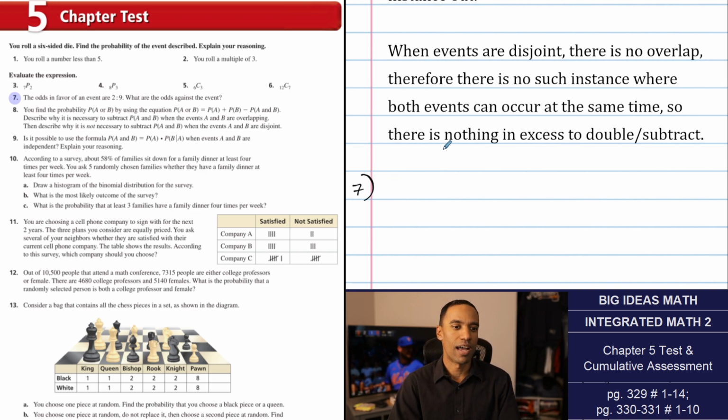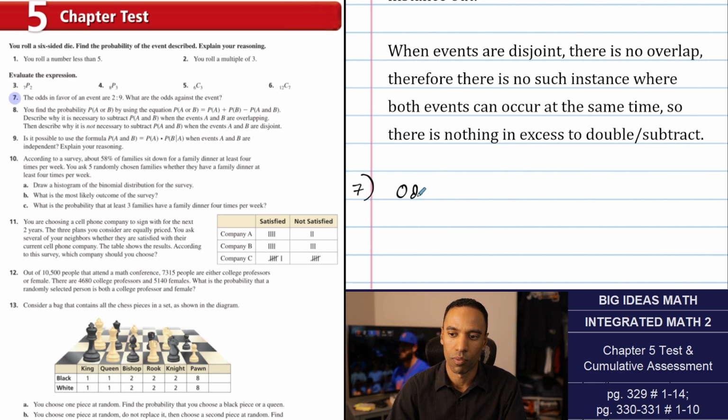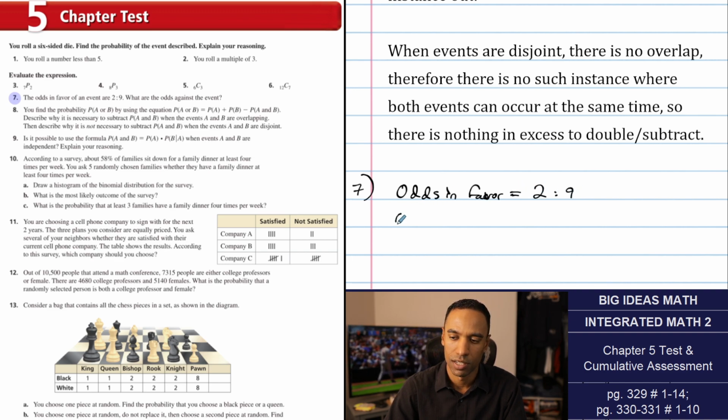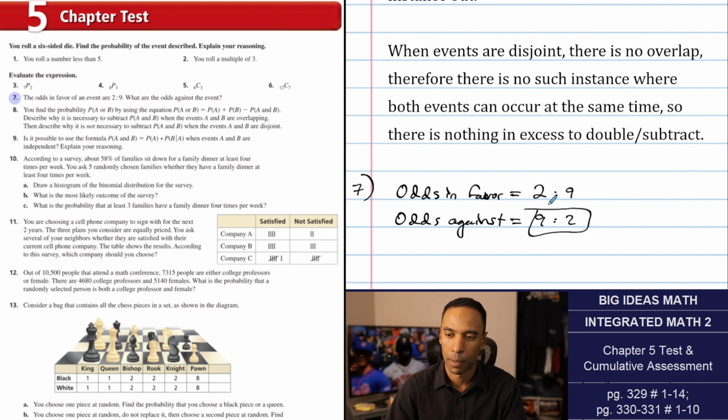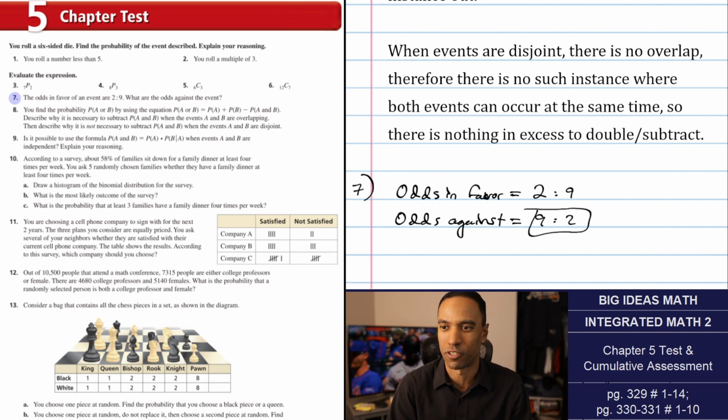Number 7, the odds in favor of an event are 2 to 9. What are the odds against the event? Well, odds in favor, 2 to 9. That means 2 in favor, 9 against. So odds against are 9 against, 2 in favor. 9 to 2. All right, there was number 7. Sorry for skipping it there.